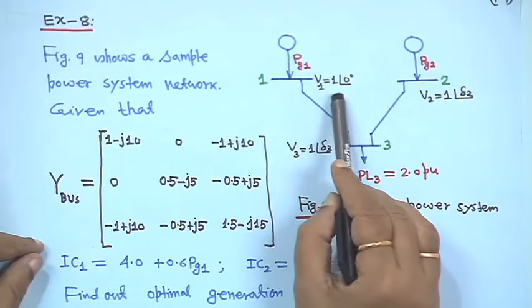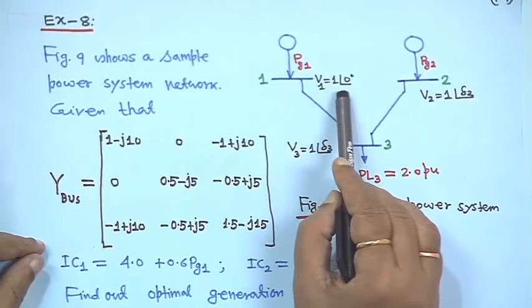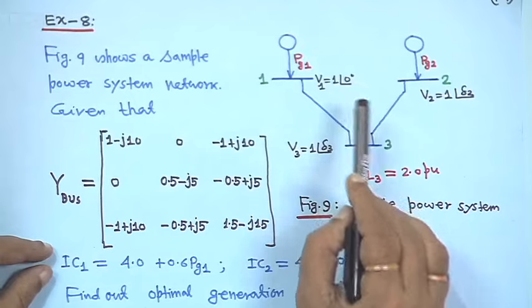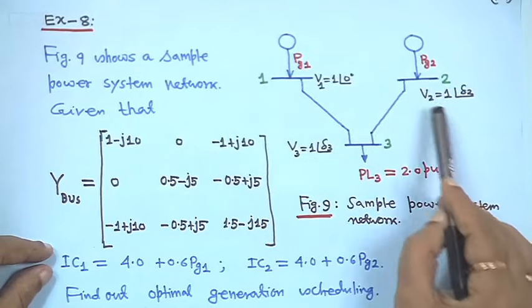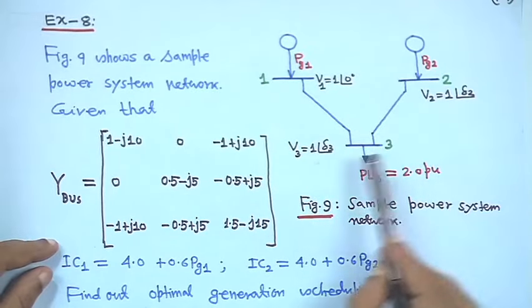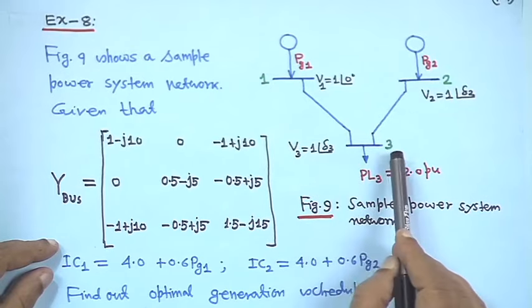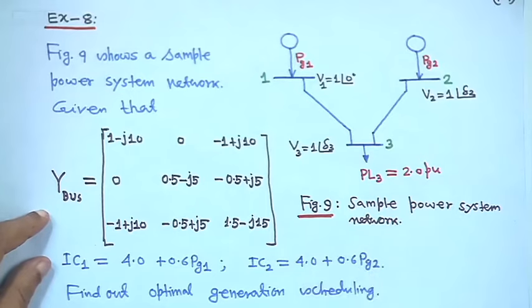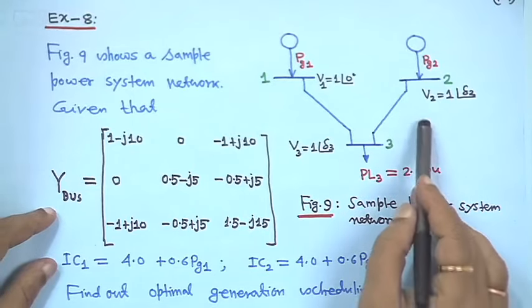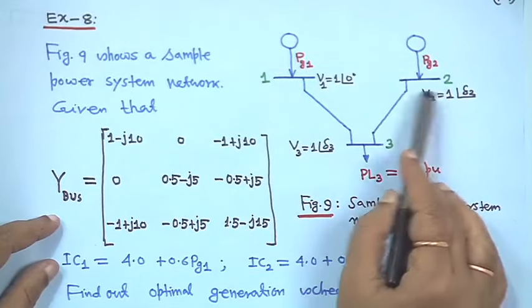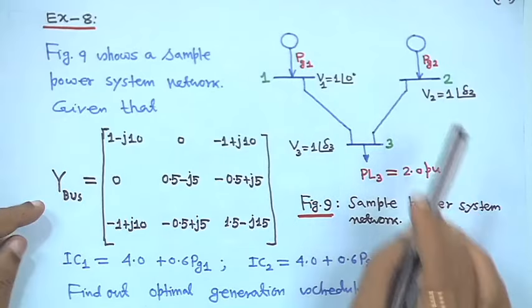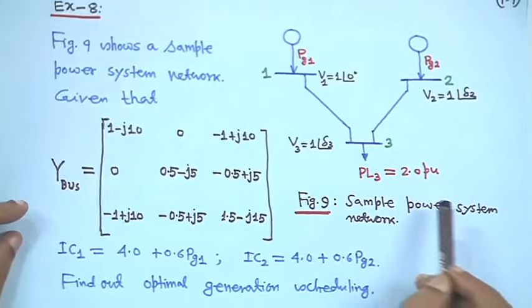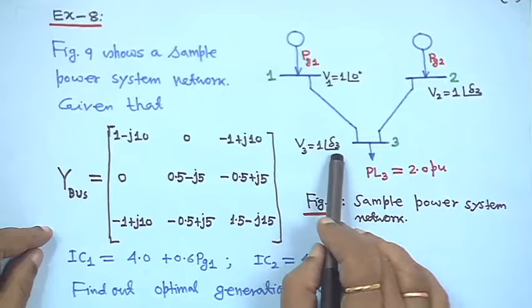The voltage here is given as V1, that is 1 angle 0, and this is bus 1. This is bus 2, V2 is 1 angle delta 2, and V3 is equal to 1 angle delta 3, this is bus 3. PL3 is given as 2 per unit, because here we are dealing with real power only. So no Q is required, and line 1 to 2 is actually not connected. And V3 is also 1 angle delta 3.